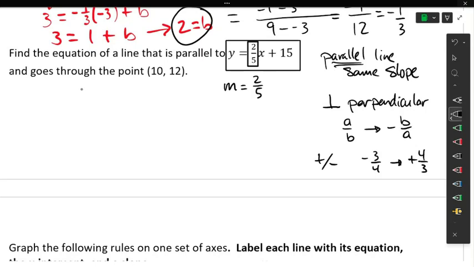I'm going to do the same thing I did above. I'm writing y equals mx plus b. And in that, I'm going to place the x value and the y value from the point I'm given that my equation has to pass through. It has to go through that point. So I'm going to say, y is the number 12, my known slope is 2/5, and my x value is 10. And then I've got plus b. So I need to evaluate that and figure out what b is.